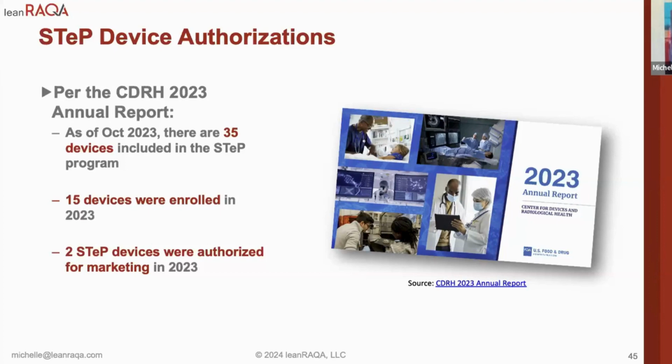So that just shows you, companies think that the STEP and the breakthrough are going to be maybe a faster program for them. Well, if that was true, you would think that we would have more of those 20 devices that were in the program prior to 2023 made it out of that queue. More than 2 should have made it out of the queue by the end of the fiscal year.